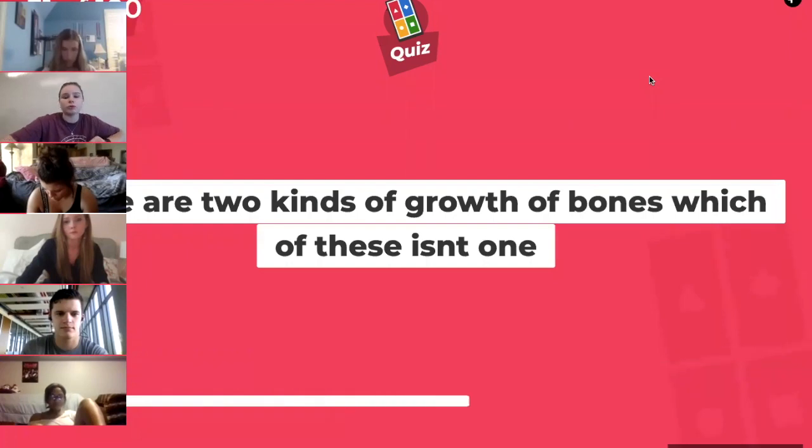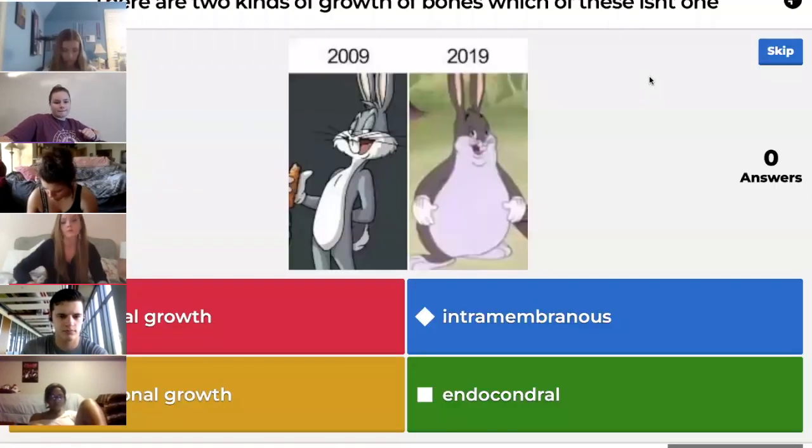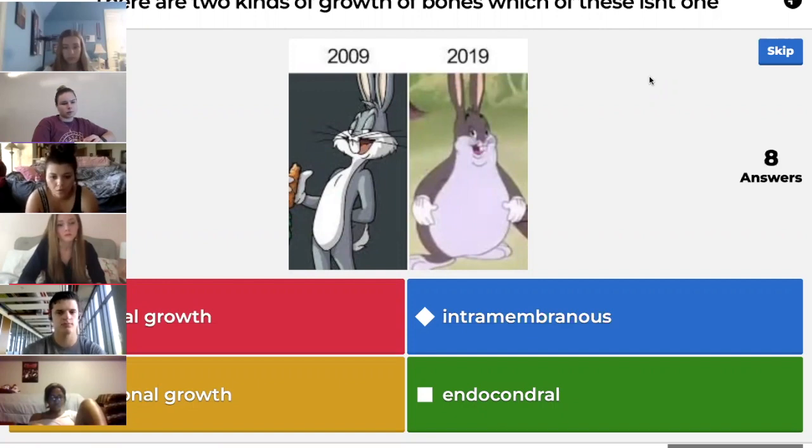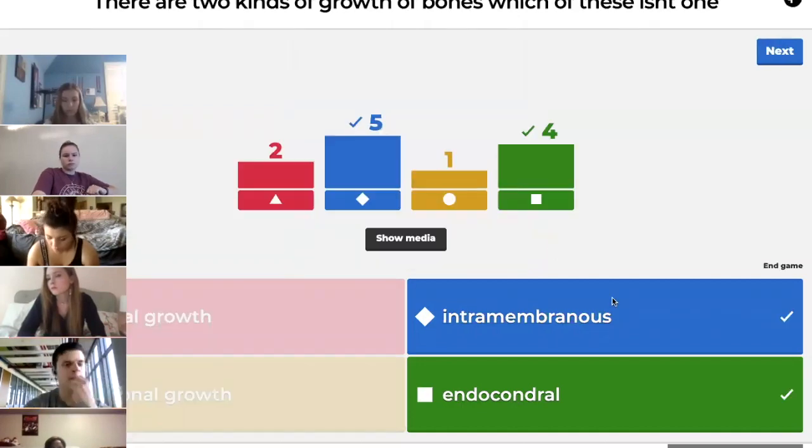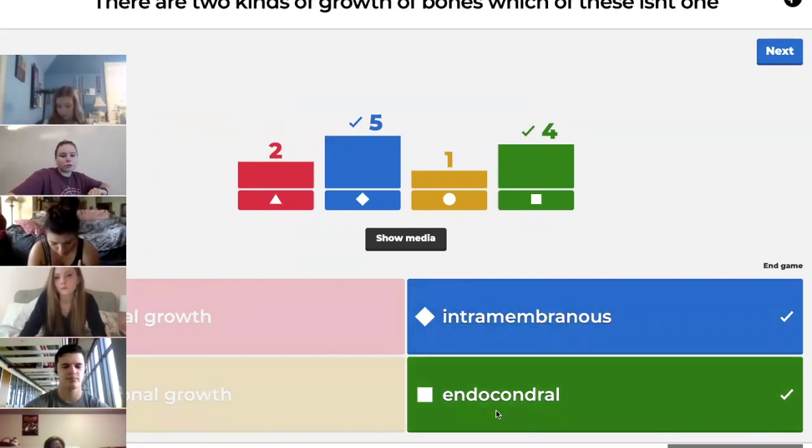There are two kinds of bone growth. Which of these isn't one? Okay, cool. So we have interstitial and appositional growth, okay? Intramembranous and endochondral are a different thing, okay?